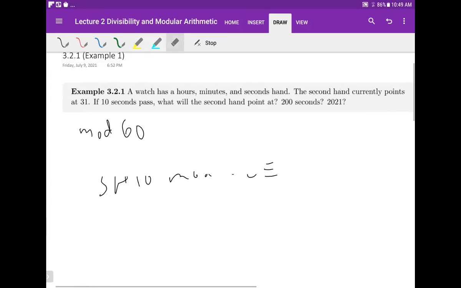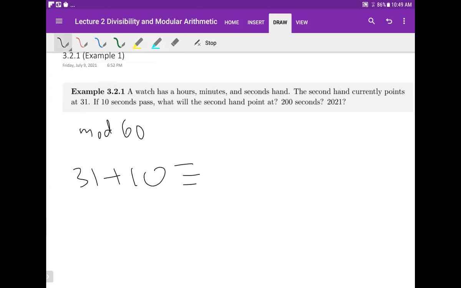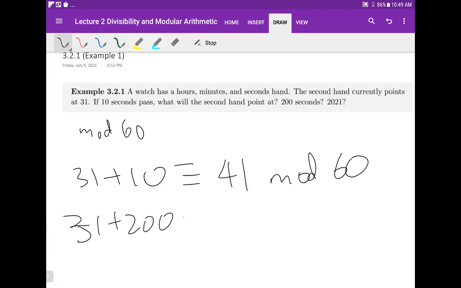Oh, sorry. Sorry for my handwriting. I'm not on a stable surface. Let's try this again.